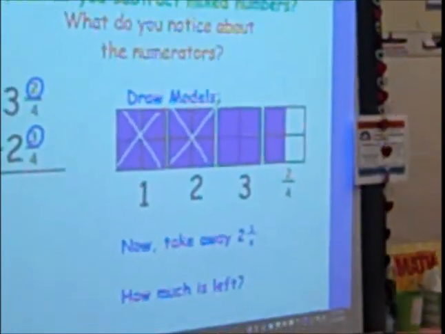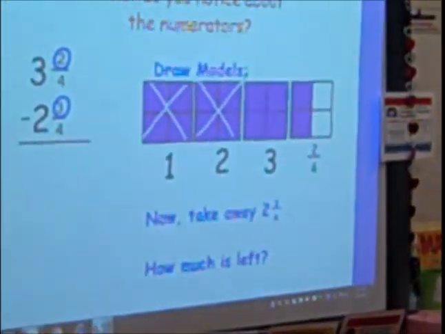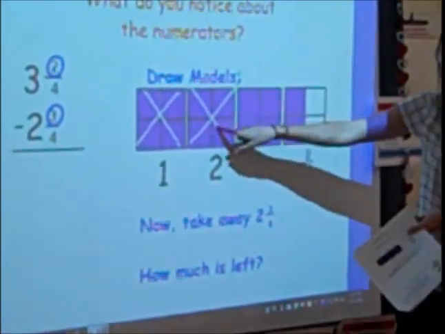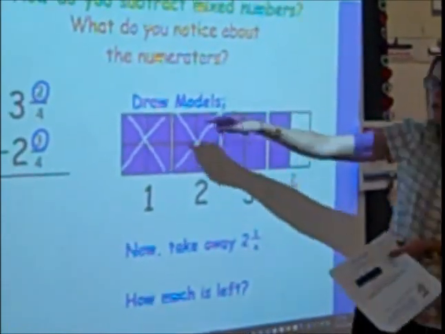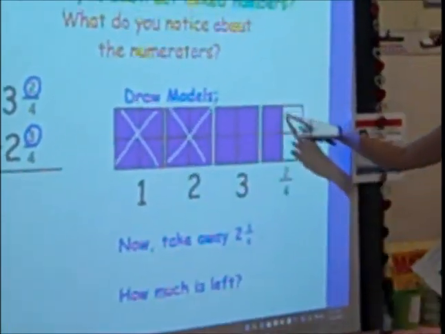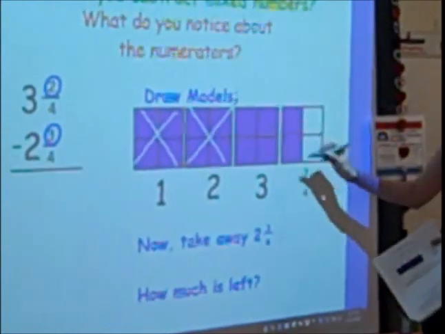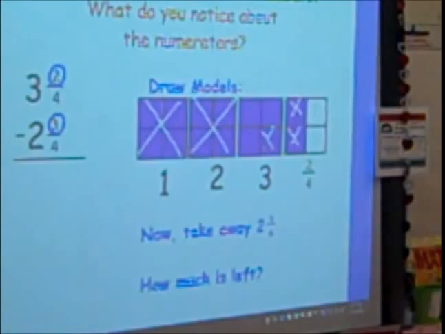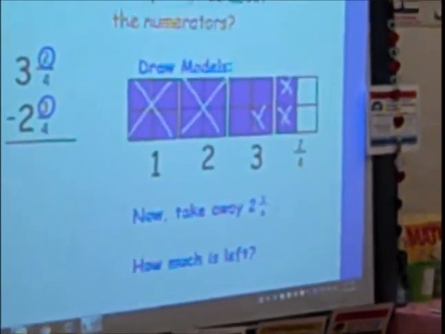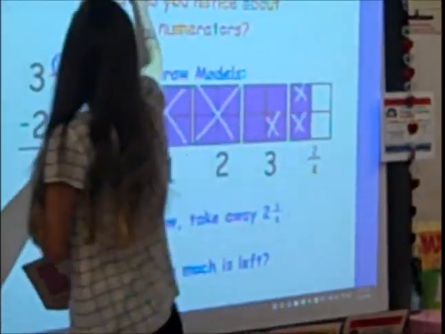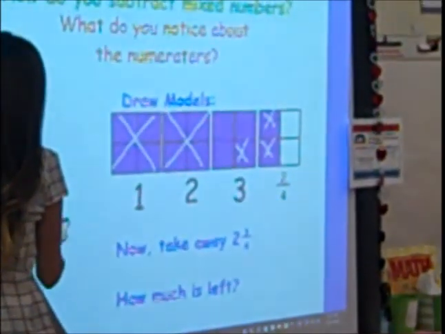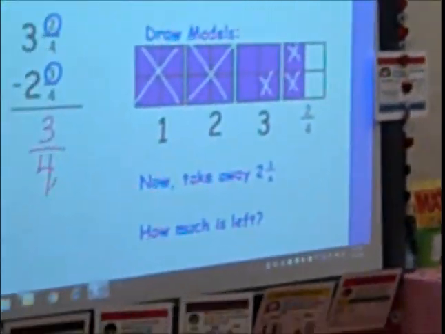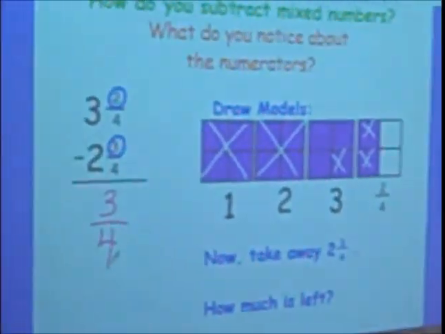Now we would take away the 3/4. We've taken away the 2. Now we take away the 3/4. For this, we come to the end. We take the whole numbers from the beginning, and we take the fraction from the end. So if we're taking away 3/4, 1, 2, 3. We are left with 3/4. So if you know how to draw the models, this will forever be easy. But you get bigger numbers and it gets harder to draw.